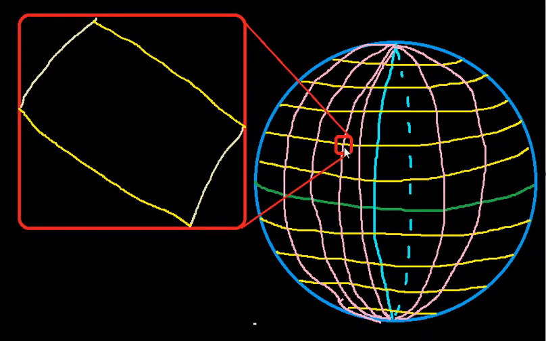That allows us to find locations on the Earth, like this point here, which would be about 40 degrees of latitude north and about 20 degrees of longitude west. But what about all the points that are in between these intersections?